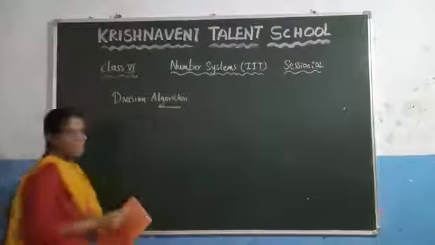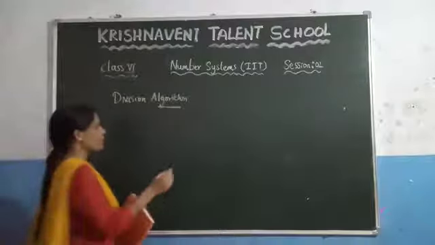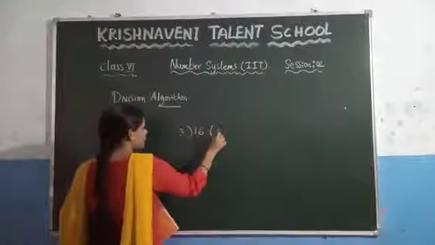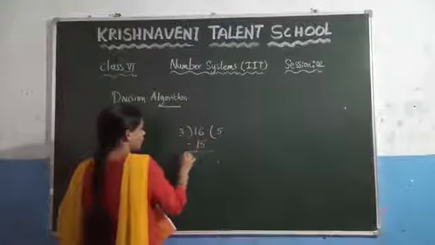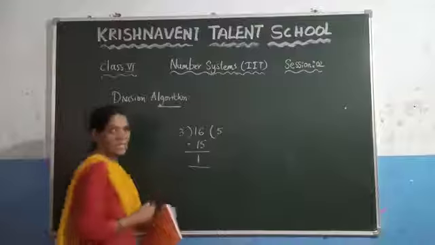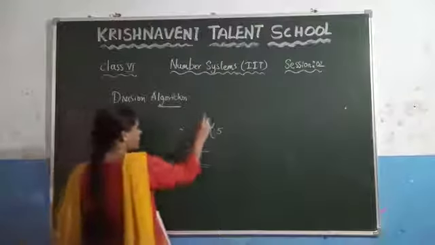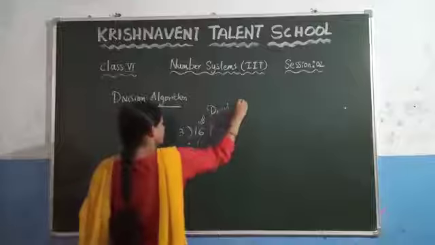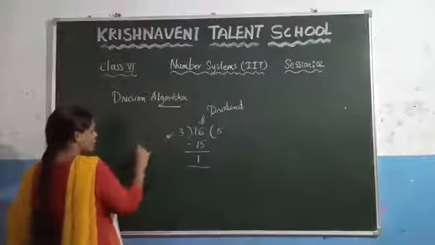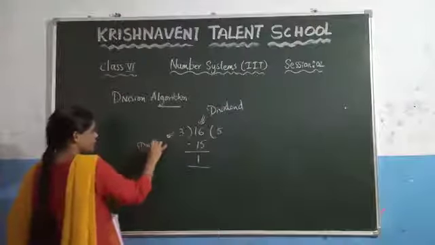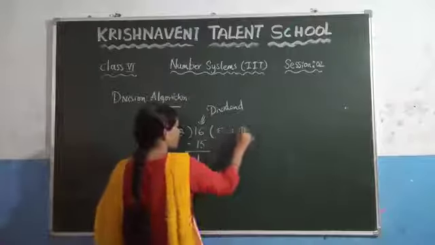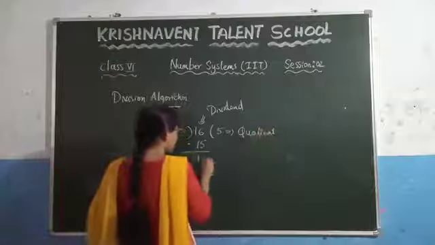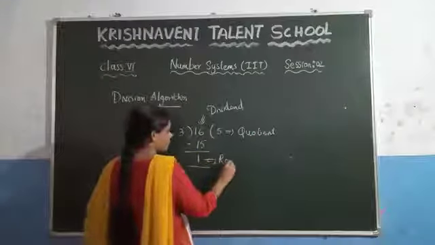Before stating this division algorithm, let us consider two numbers here, 16 and 3. Divide those numbers. What will we get here? 3 fives are 15, and what will be the remainder here? 1. In this we call 16 the dividend, and this 3 we call the divisor. Here this 5 we call the quotient, and this 1 we call the remainder.